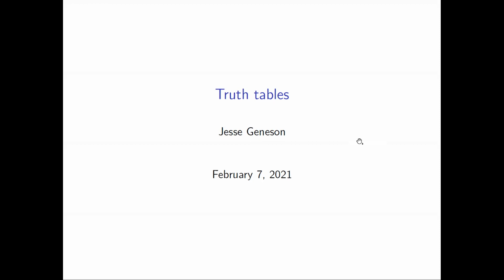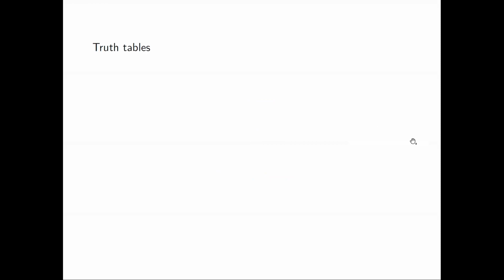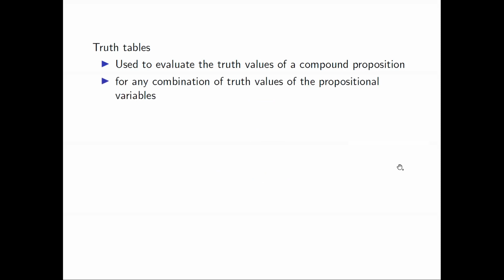Hey, welcome back. Last time, we started to talk about propositional logic, and we introduced truth tables. Truth tables are a tool that we can use to evaluate the truth values of compound propositions for any combination of the truth values of the propositional variables inside the compound proposition.